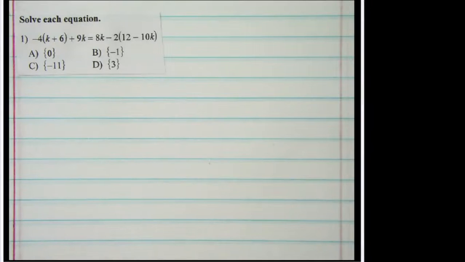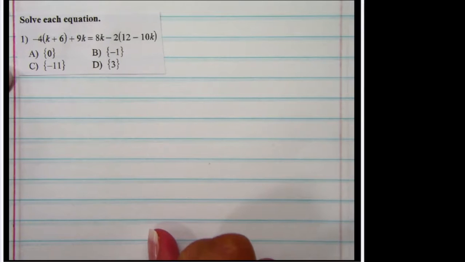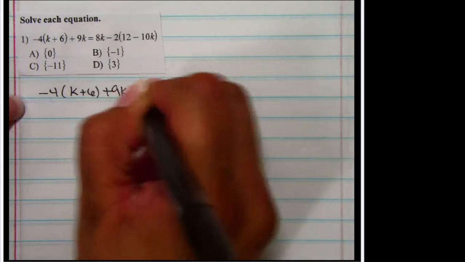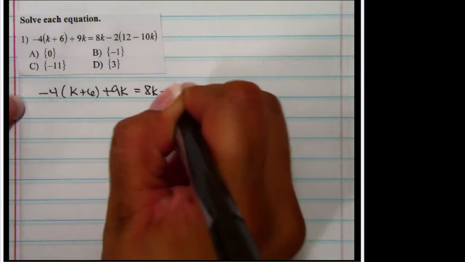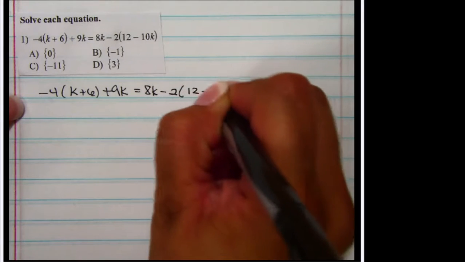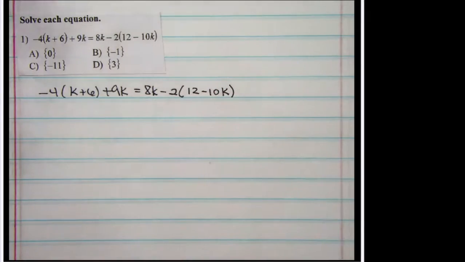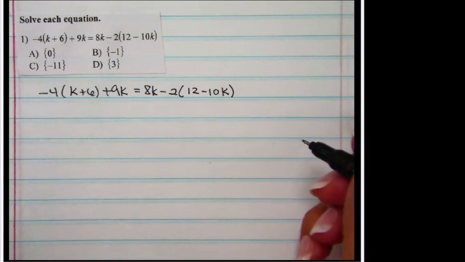Hi, welcome. We're going to be looking at solving this equation in order to figure out which is the correct answer. Looking at this equation here, we're going to go ahead and rewrite it first out of the way so that we can work with it. When we're looking at an equation, we have to remember that our goal is to get the variable alone, isolated, all by itself on one side of the equation.